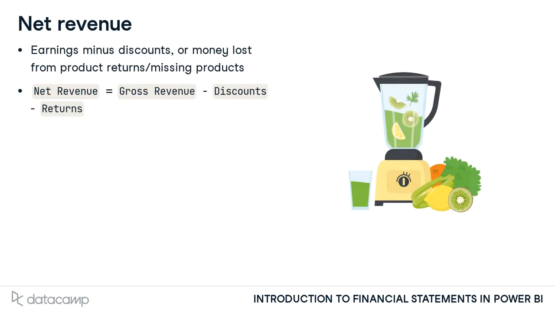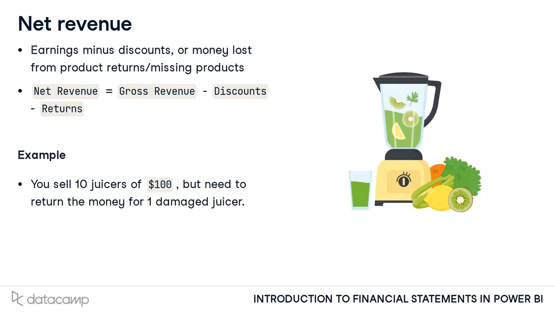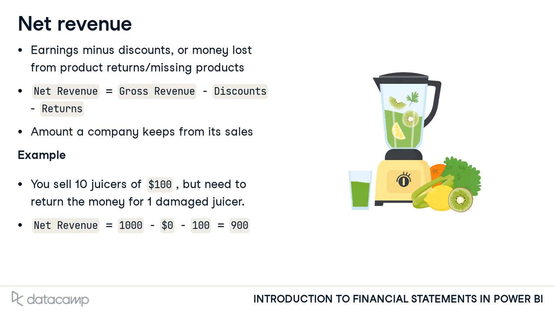Net revenue is the revenue minus discounts or money lost from product returns or missing products. A simplified formula for net revenue is gross revenue minus discounts minus returns. One of the 10 juicers we sold to a customer was defective, so we had to return $100 to the customer. Our net revenue is thus $1,000 minus $100, or $900. Our net revenue is the amount a company keeps from its sales.